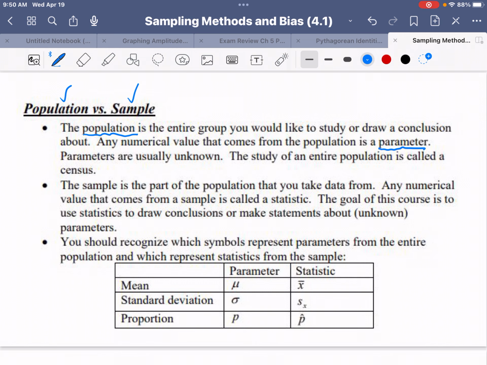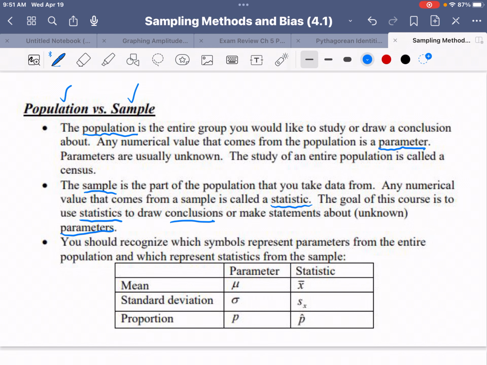The sample is a part of the population that you take data from. Any numerical value that comes from a sample is called a statistic. So remember, population parameter, P, sample statistic, S, S. The goal of this course is to use statistics to make conclusions about parameters. That's what we've been doing the entire second half.